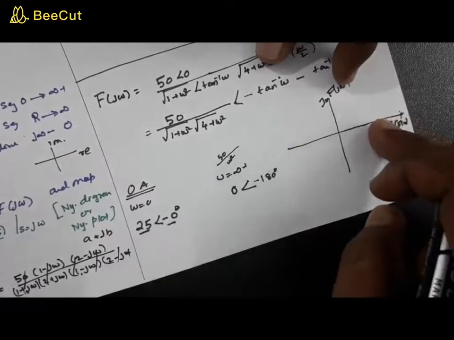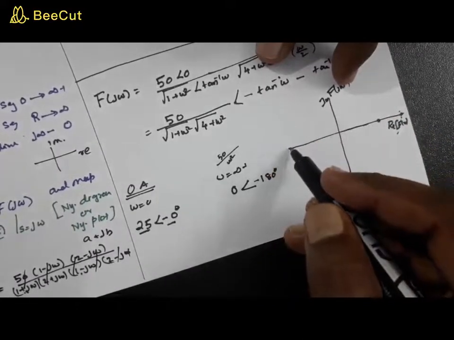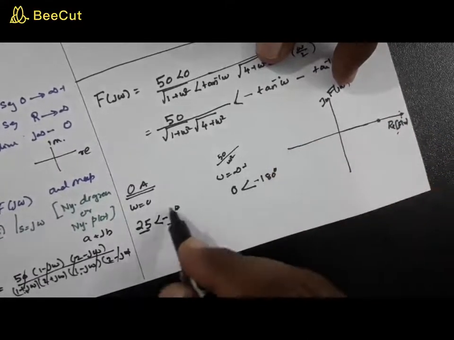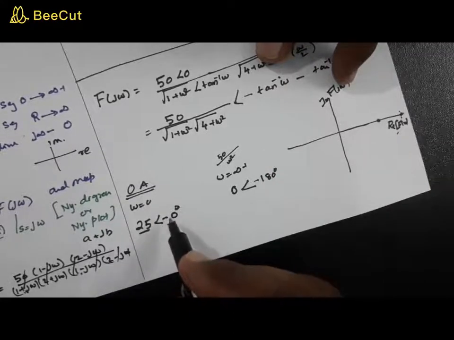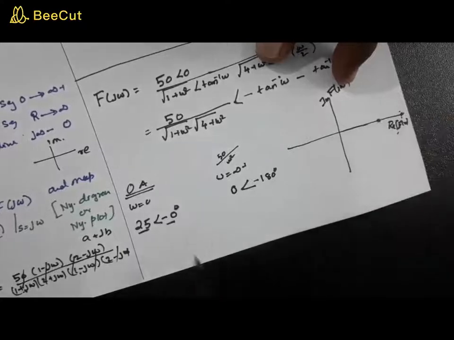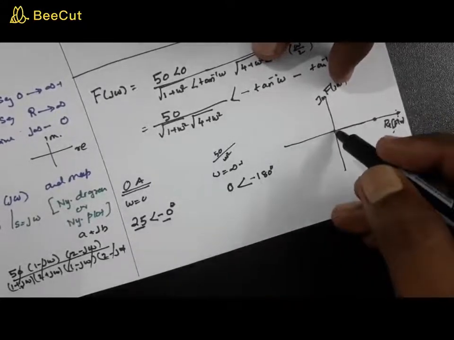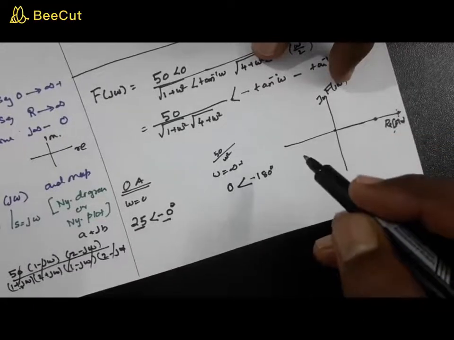So if the 25 has to be marked over here, this angle should have been minus 180 degrees, right? So this is at 0 degree, that means this is the point. Now what is the next point? Next point is 0. So you know that this is the point 0.